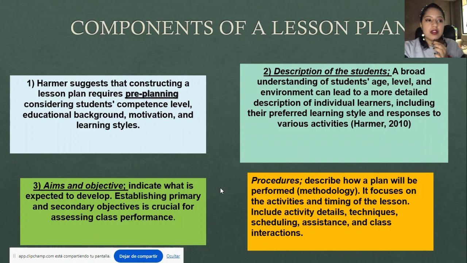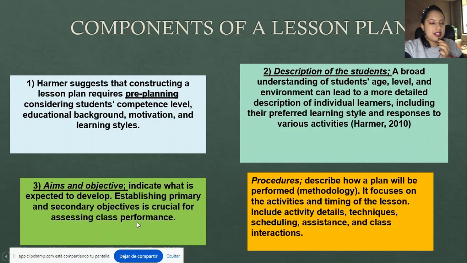Step number two, after the pre-planning, is the description of the students. A broad understanding of students' age level and environment can lead to a more detailed description of the individual learners, including their preferred learning style and response to various activities. This means that as a teacher, we cannot leave out what the students think. It's very important as a teacher to always consider the students' age and level to make a class more impactful and for better learning.